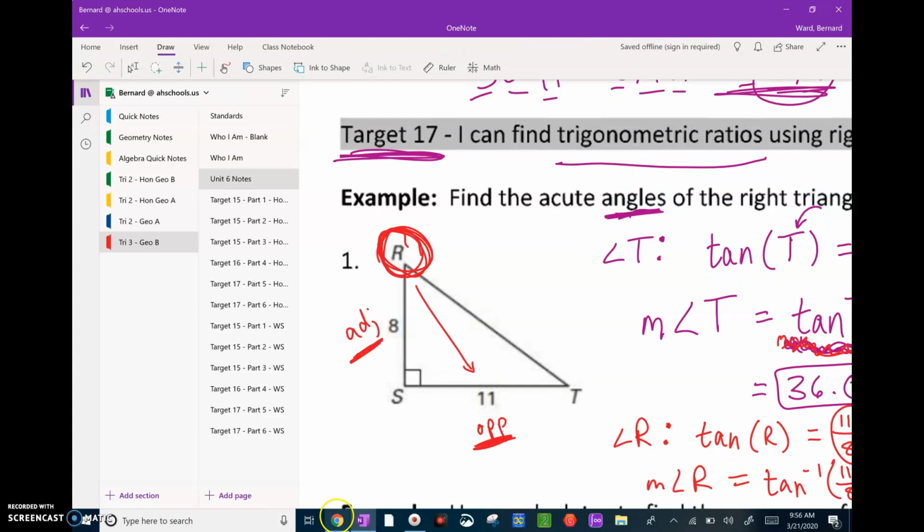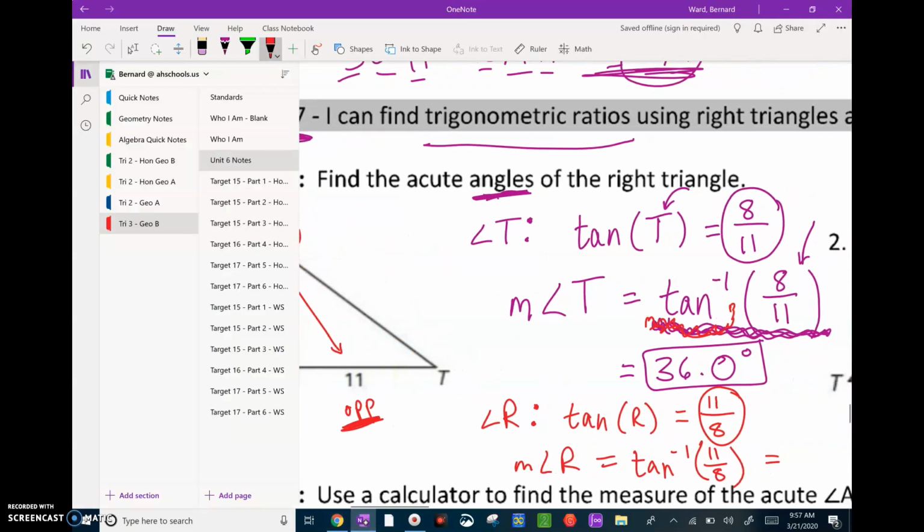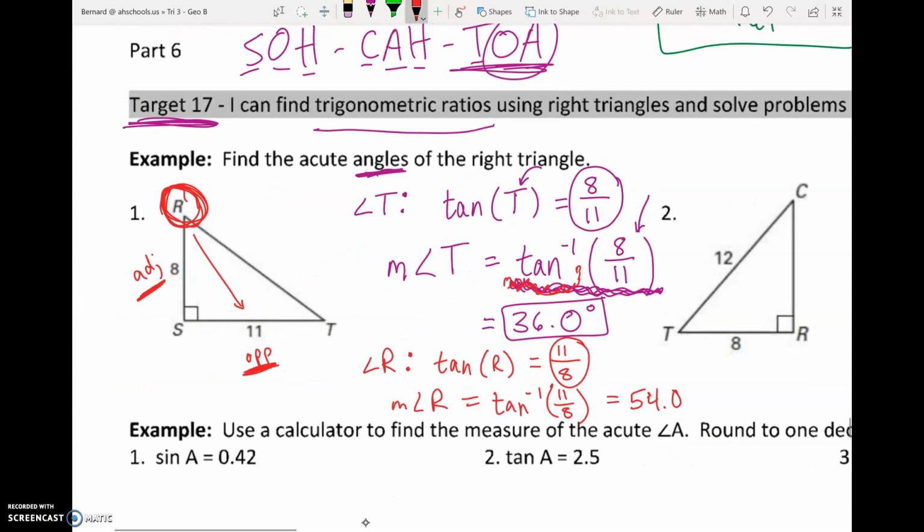So I'm going to go back to the other screen. And I'm going to clear this. And I'm going to hit inverse. You got to hit second. And then tan -1. And then this time 11 divided by 8. Close your parenthesis. Hit equal. And it's telling us that that's a 53.9 degree angle. We'll round up to 54.0. Now, real quick, before we start speeding this thing up, I want to put some of those numbers in the triangle and show you something cool.